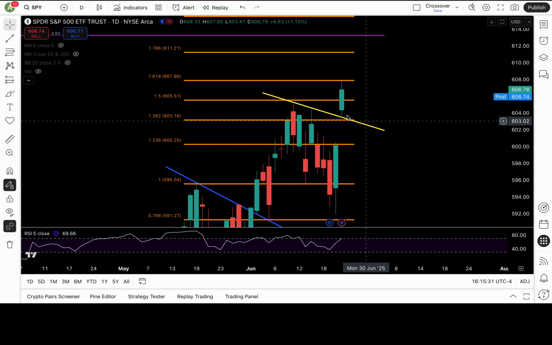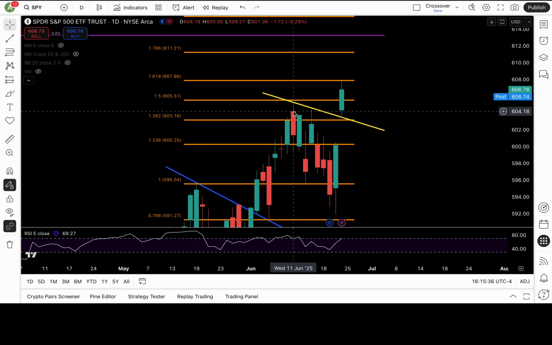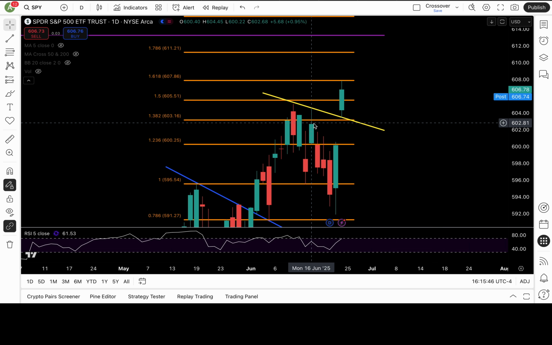We also have this trend line that I have here. Now we're looking at this candle's high, right? June 11th. This is June 11th high, and the pivot high for that candle is around 605. So I connected this trend line to this other pivot high right here on June 16th.